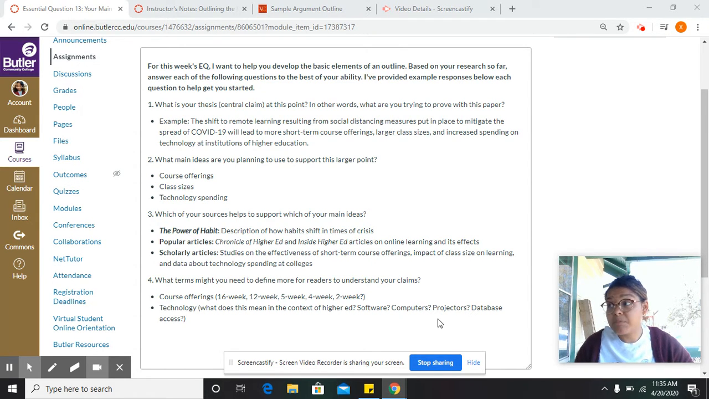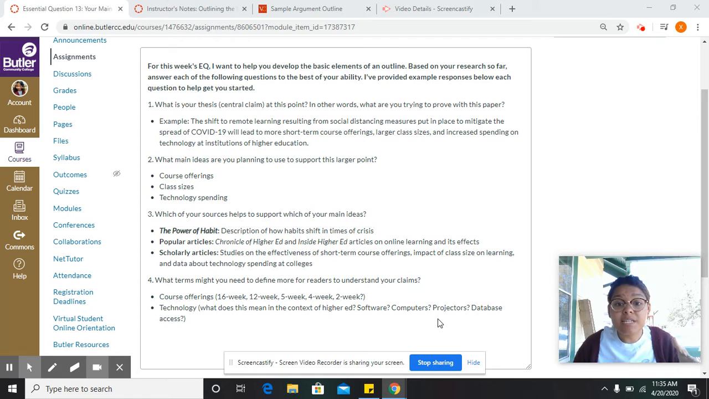With class sizes, same thing. Our classes are usually capped at 25 at Butler. At WSU, when I was teaching there, a lit class, for instance, might be capped at 40 people. A lecture hall class might be capped at hundreds of people. It really does depend on the institution and on the class itself and its purpose.